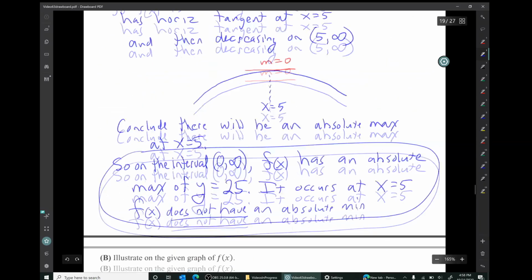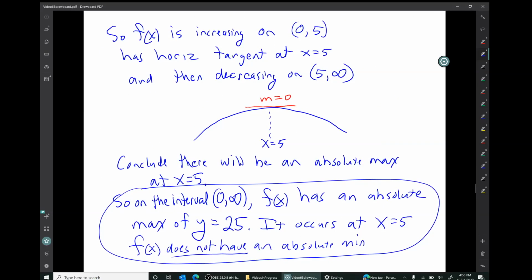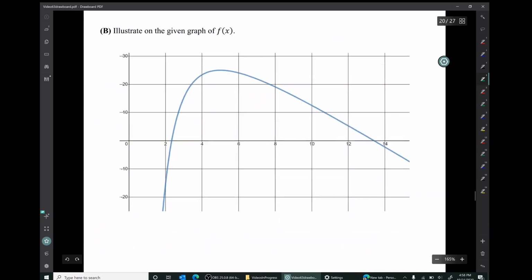Well, let's go back up. We found that there is an absolute max at x equals 5 and the y-coordinate is 25, so we should just label that point. So that's the end of that example.